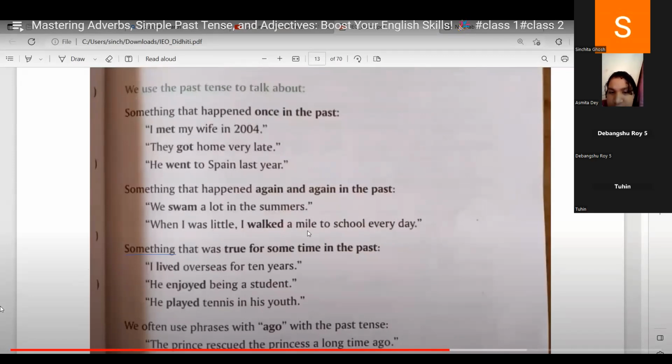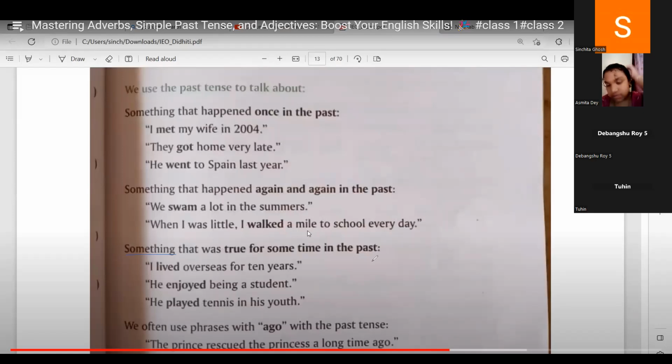Very good. Something that was true for some time in the past. So in the past, for some time, something was true. So that is also called simple past tense. For example, I lived overseas for 10 years. I used to live overseas for 10 years, but now it is not true. Now I have come back. So I lived overseas for 10 years.